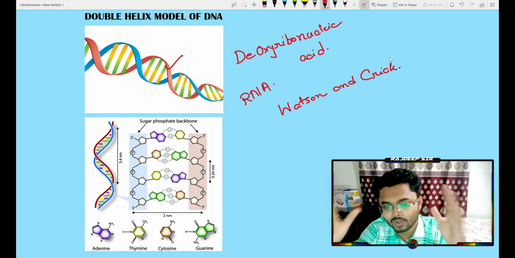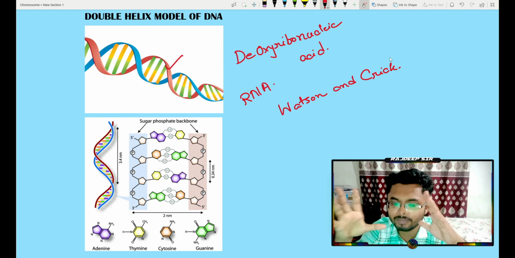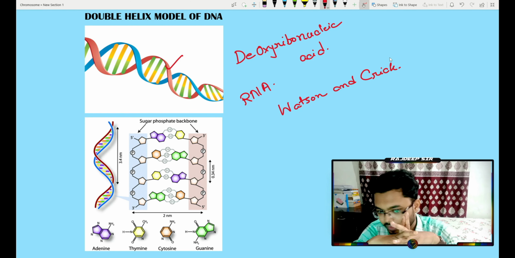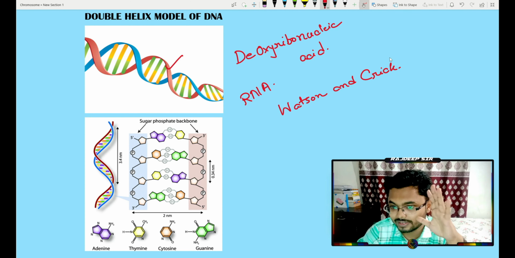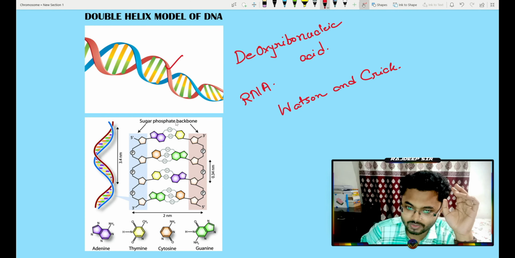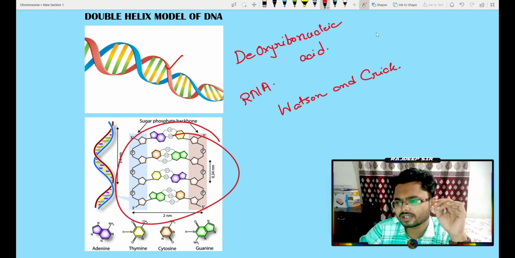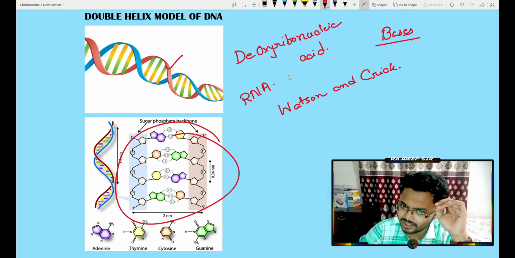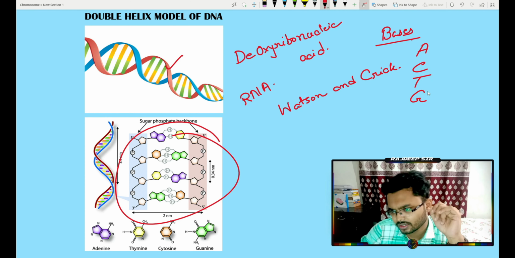So what is this double-stranded structure? These double-stranded structures are nothing but a combination of pentose sugar, nitrogenous base and phosphate. How these structures are normally arranged, you can see in the image. I will make it clear. There are some nitrogenous bases found in this DNA. What are these bases? They are adenine, cytosine, thymine and guanine.